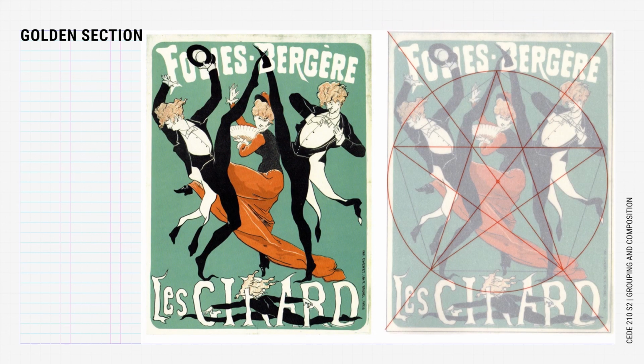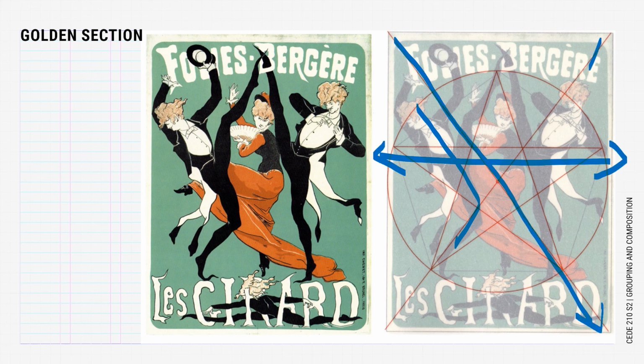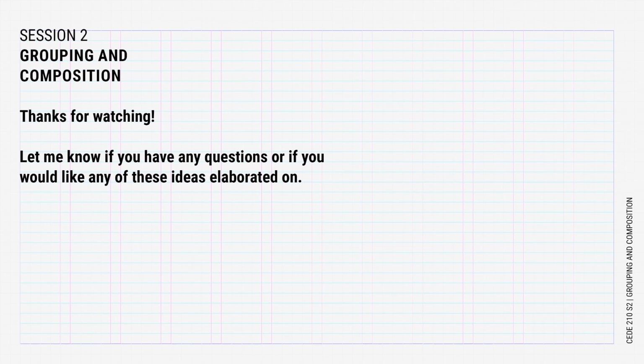Remember that you don't necessarily need to even think about it as a grid and use a shape based on the golden section instead, as a pentagram in the Fool's Bougère poster. In this example, the composition fits effortlessly into the pentagram, which also dictates the page size by the width and radiating diagonal lines. So that ends today's lecture.